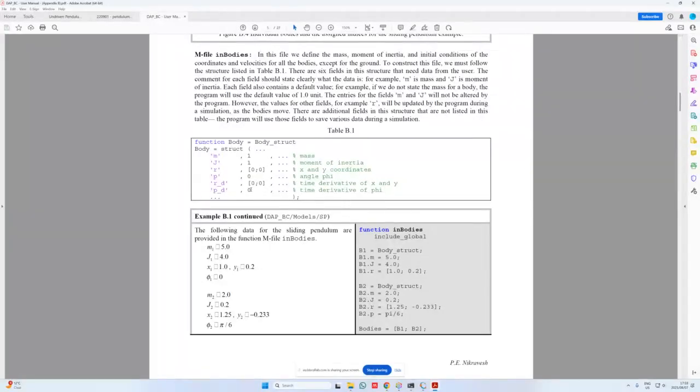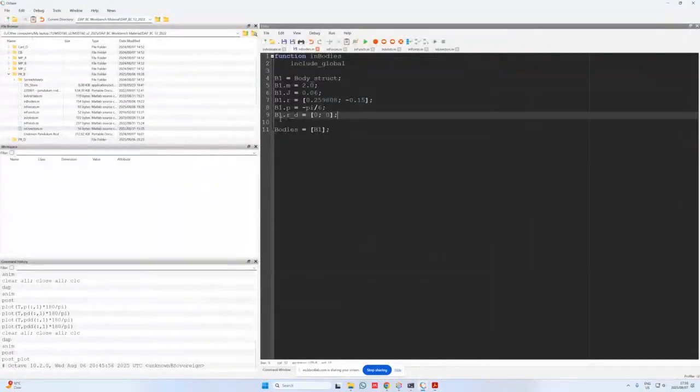And these are essentially all of the default values. So if I don't specify any of these values, BC will use, for mass, 1 kilogram, for moment of inertia, 1 kilogram meter squared. For R, it will use 0, 0, and so forth. So in our case, you might see that we didn't specify p_d. We didn't say over here b1.p_d equal to 0. So BC will in any case assume that the starting angular velocity is 0.